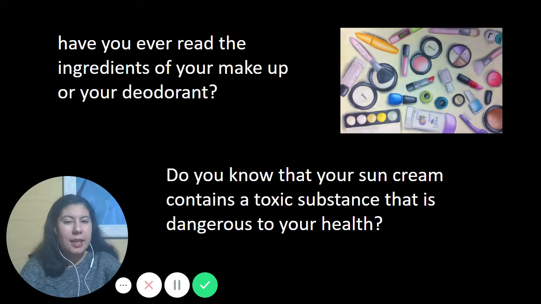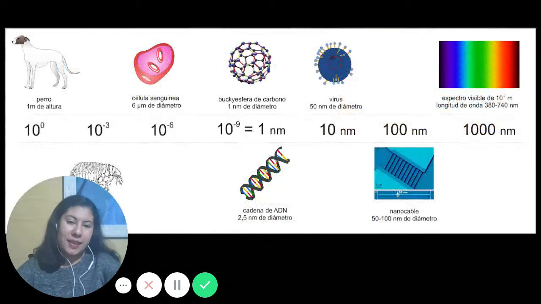Have you ever read the ingredients of your makeup or your deodorant? Or do you know that your sunscreen contains a toxic substance that is dangerous for your health? The answers to these questions are important because in many cases, nanoparticles are a deadly but silent pollutant. So, let's take a look.